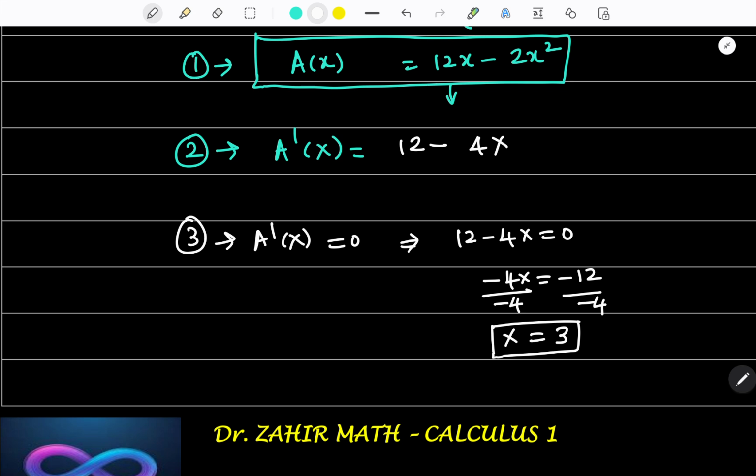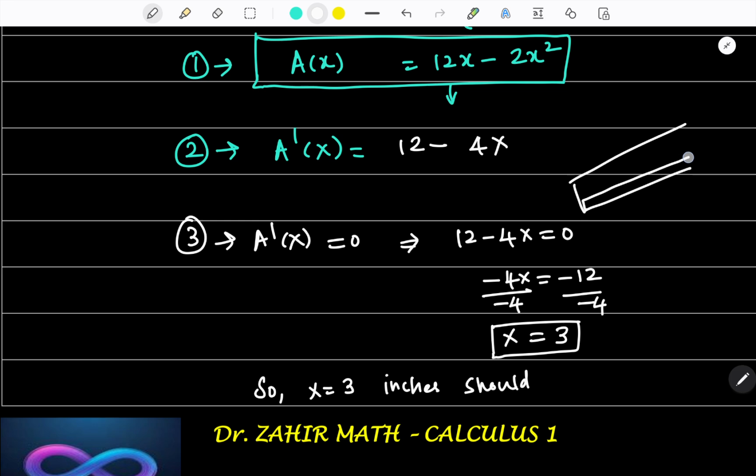You're going to say that. Right. So it means x equals 3 inches should be turned up. Which portion? The sheet. You remember? The sheet. So we are turning up this one. So this is x equal to 3. Should be turned up.